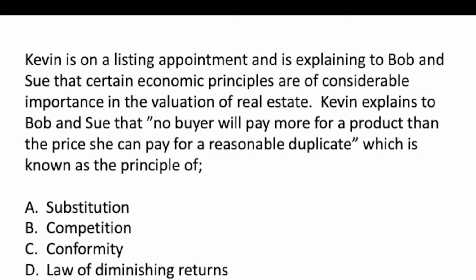Interesting question here, and you have to read these a couple, 3 times to really make sure you understand what they want you to answer. But Kevin is on a listing appointment and is explaining to Bob and Sue that certain economic principles are of considerable importance in the valuation of real estate. Kevin explains to Bob and Sue that no buyer will pay more for a product than the price she can pay for a reasonable duplicate. Well, is this known as the principle of substitution, competition, conformity, or the law of diminishing returns?